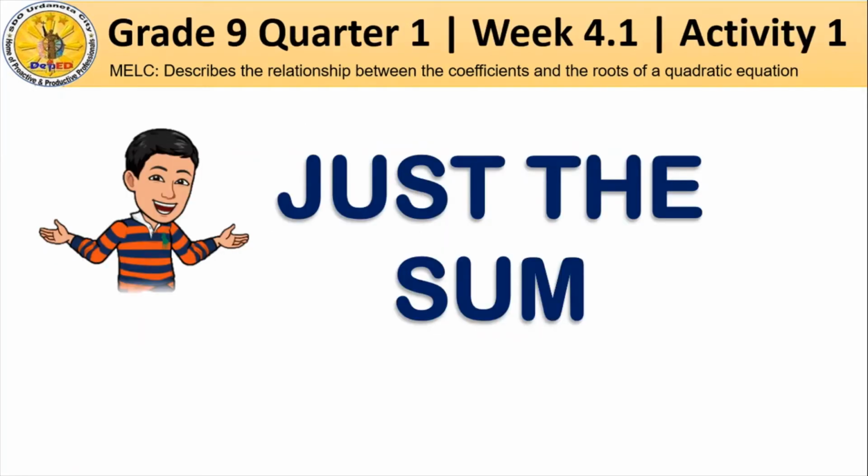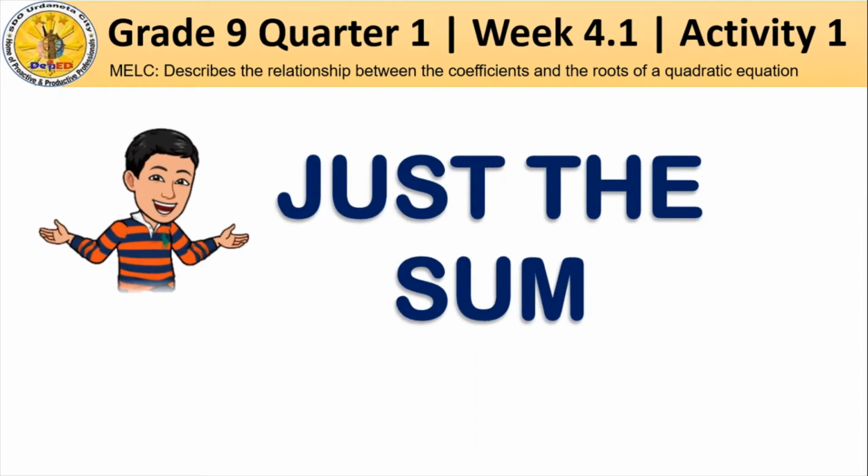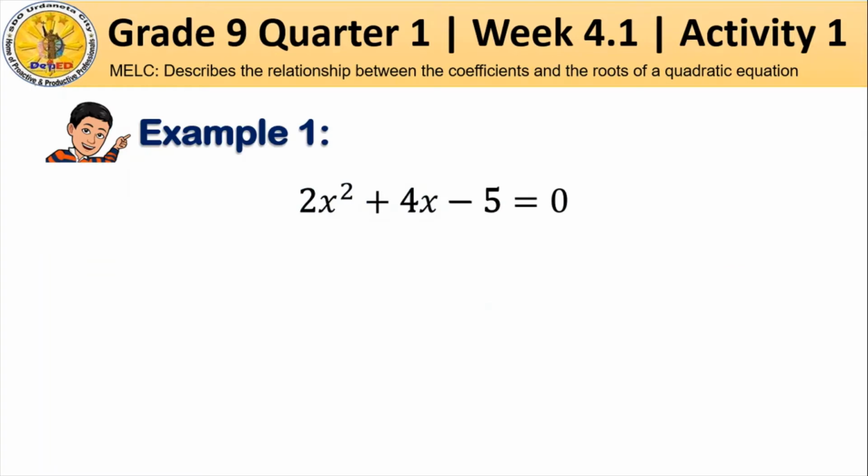Now, let me guide you to answer Activity 1 entitled Just the Sum. In this activity, we are going to solve for the sum of the roots of the given quadratic equations. Let's have the following examples. 2x squared plus 4x minus 5 is equal to 0. To solve for the sum of the roots, let's identify first the value of a, b, and c.